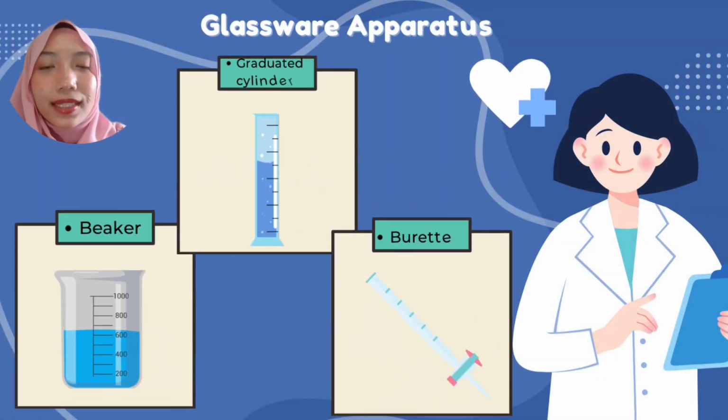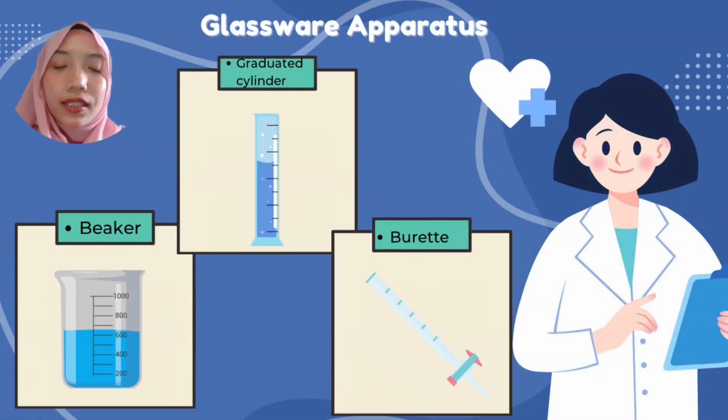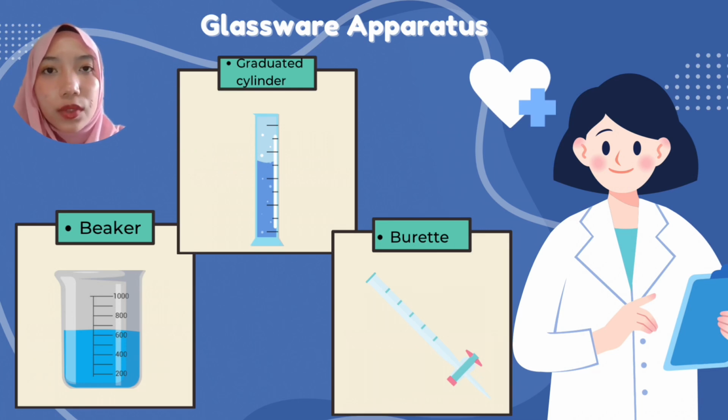The second type is glassware apparatus, such as the graduated cylinder, which is used to accurately measure the amount of liquids that is needed. The second one is the burette, to precisely deliver a measured amount of liquids. And lastly, the beaker. It is used to hold, mix, or roughly measure liquids in experiments.